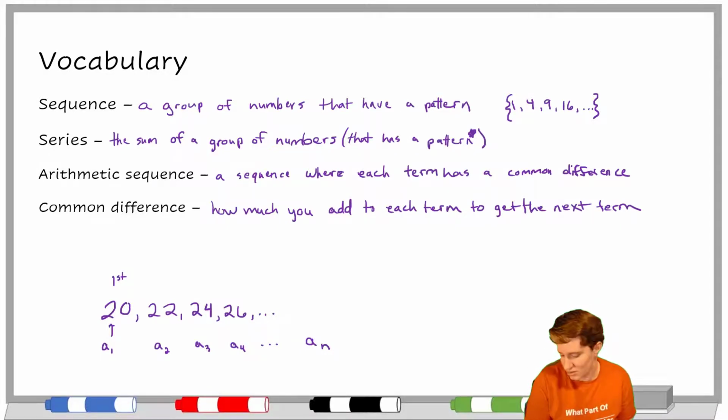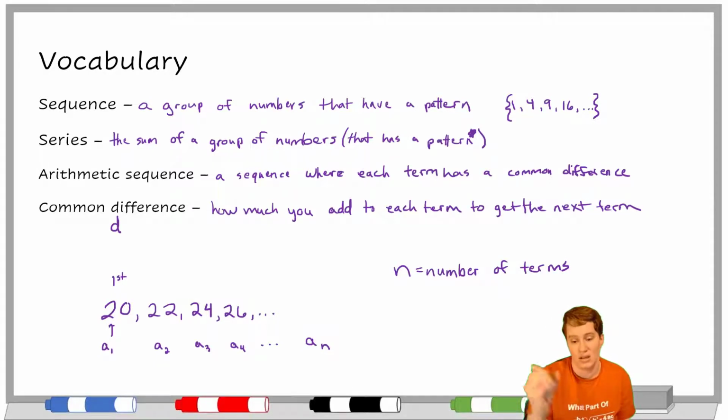I'm trying to think if there are any other things to notate. Got A1, AN. So the common difference, we use the letter D. N, in general, is number of terms. So if they give us an N, like if they label something N, that's what they're talking about as number of terms. Or if we're saying A of N, the N there is talking about what term we're on.